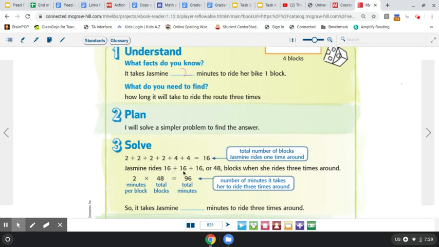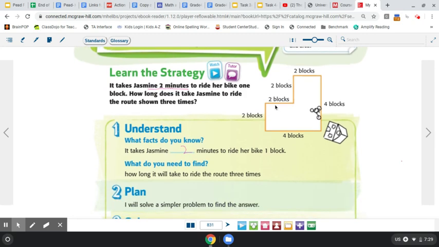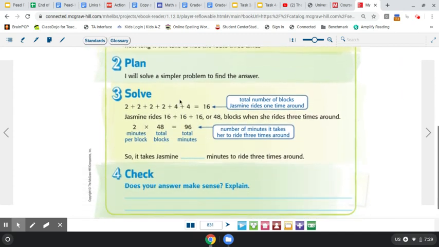Jasmine rides 16 plus 16 plus 16 when she rides 3 times around, because that's what it says in the problem. It says it takes her 2 minutes to ride her bike 1 block. How long does it take Jasmine to ride the route that is shown 3 times? So to go all the way around this route 3 times, how long? Okay, so now we're going to multiply. It takes 48 blocks when she rides 3 times around. 2 minutes for each block. That means 2 times 48, which equals 96 minutes. So it takes Jasmine 96 minutes to ride 3 times around.